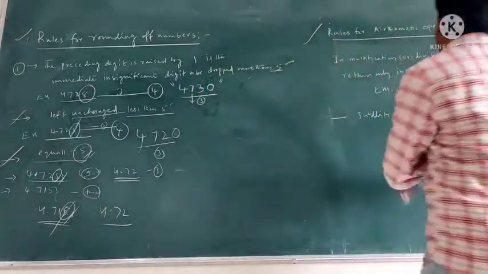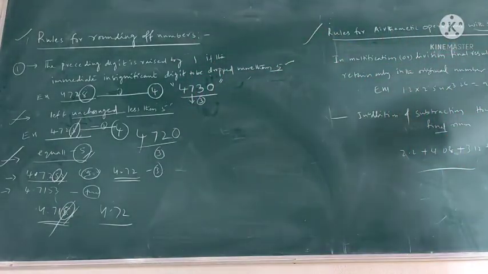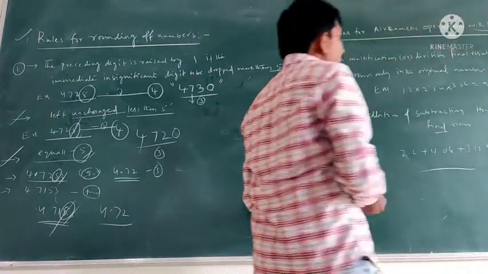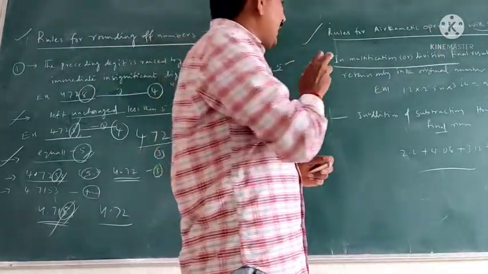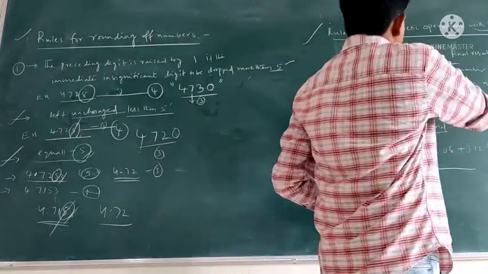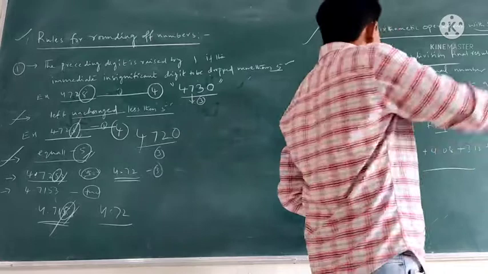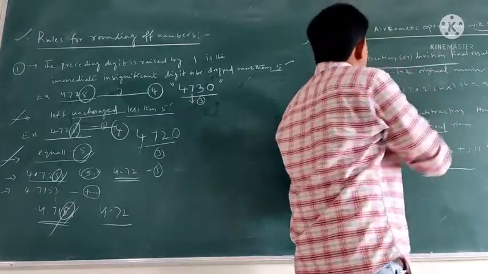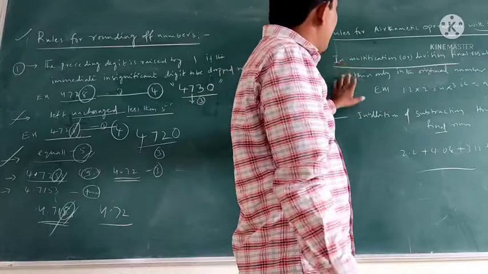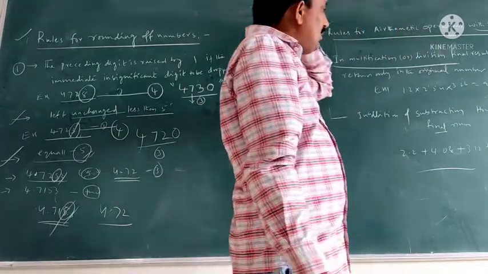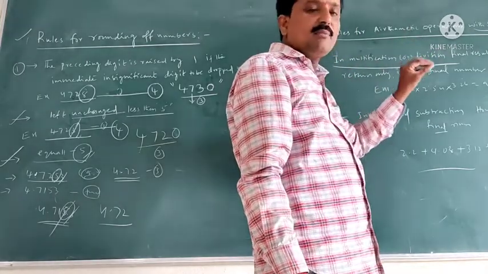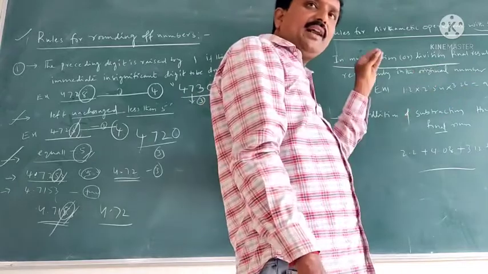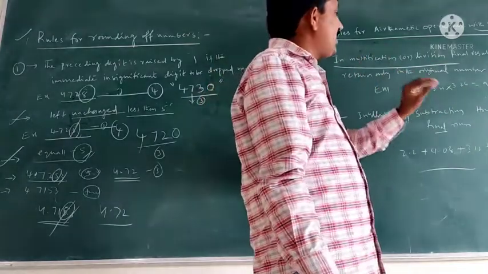And the next one is the rules for arithmetic operations with significant figures. In the case of multiplication and division, you observe the least number of significant figures. The final value also has the same number of significant figures, the least number of significant figures.